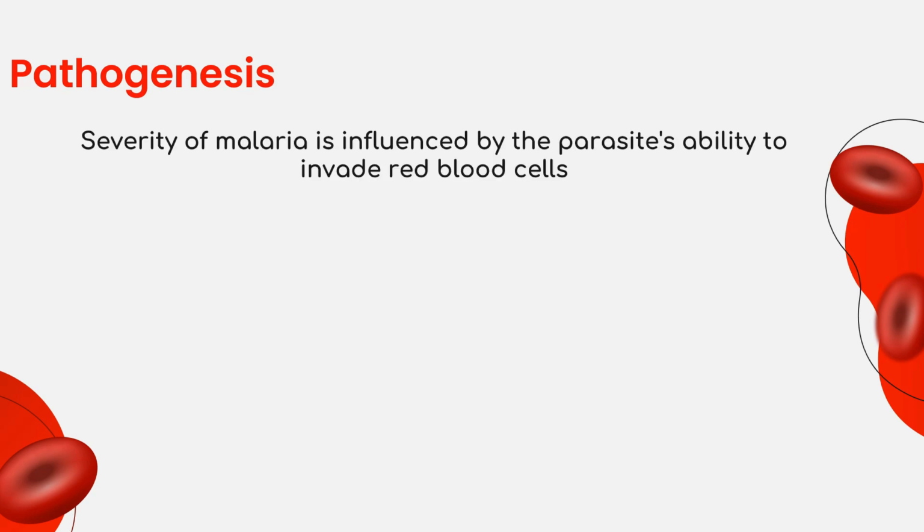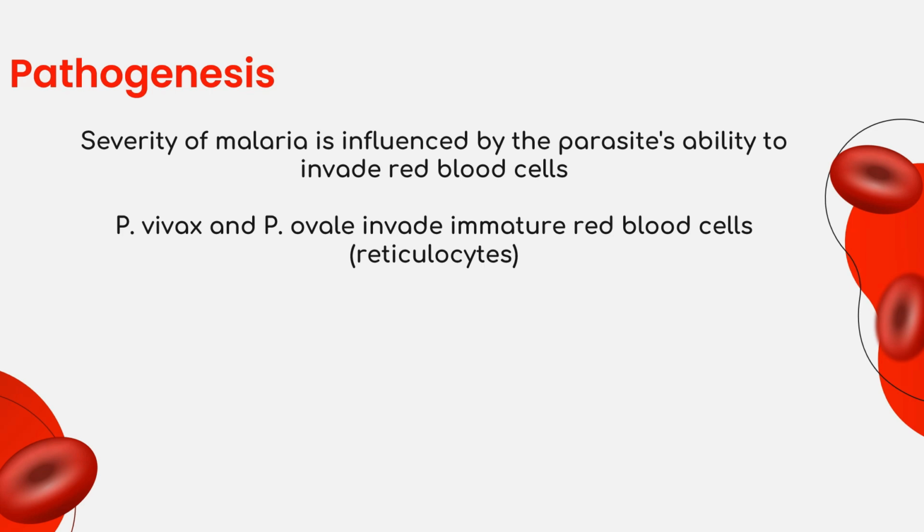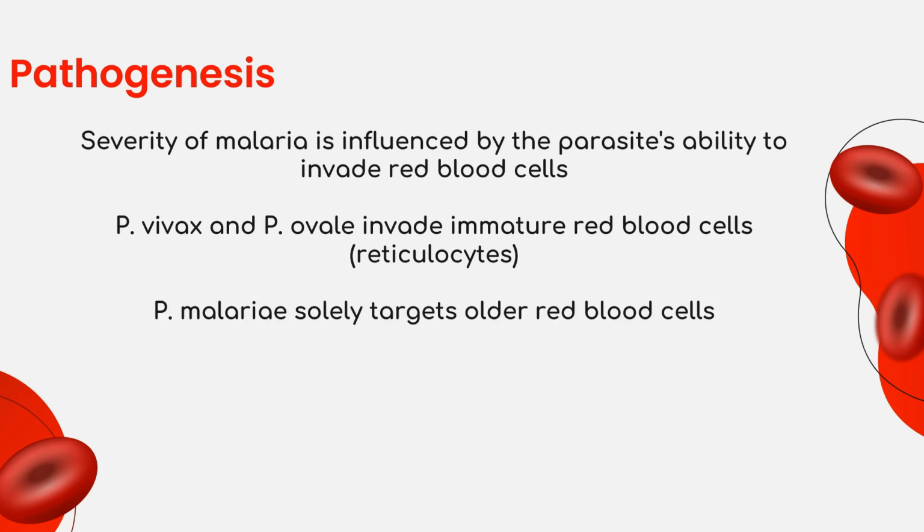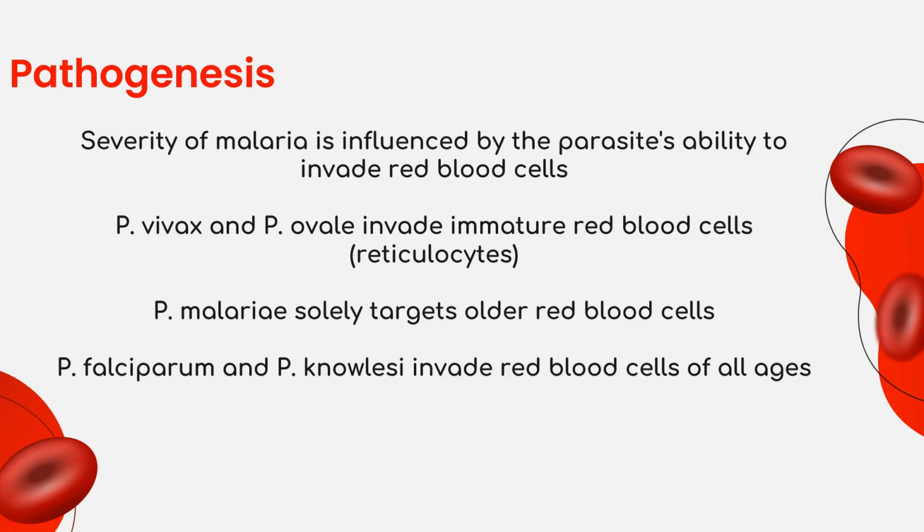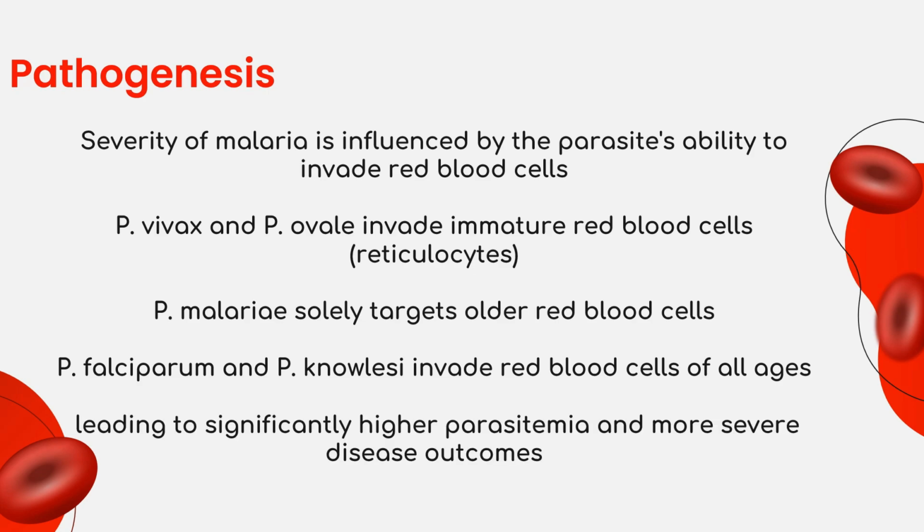The ability of the malaria parasite to invade red blood cells plays a pivotal role in determining the severity of the disease. While Plasmodium vivax and Plasmodium ovale exclusively invade immature red blood cells, reticulocytes, Plasmodium malariae solely targets older red blood cells. In stark contrast, P. falciparum and Plasmodium knowlesi exhibit the ability to invade red blood cells of all ages, leading to significantly higher parasitemia and more severe disease outcomes.